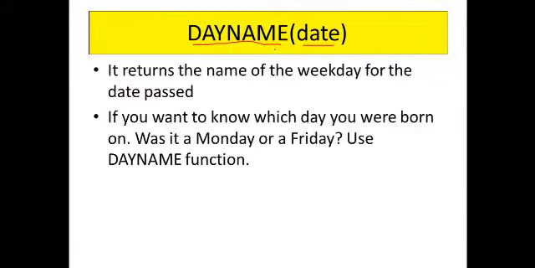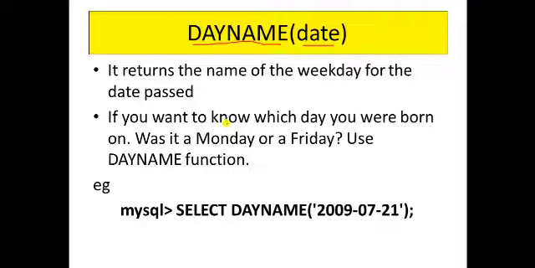The next thing we are going to do is the day name function. As the name suggests, it returns a string value, that is the name of the weekday from the date passed as parameter. Whatever date you pass, it will return the name of the day of the week from that date. For example, you want to know on which day you were born, Monday, Tuesday, Saturday. What will you do? In brackets as parameter or argument, you will write the date of birth in double quotes or single quotes. This function will return the name of the day, whether it was Monday, Tuesday, or Wednesday, whatever it is.